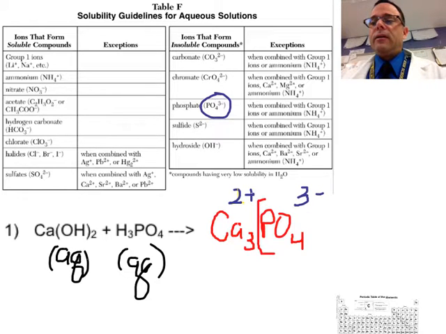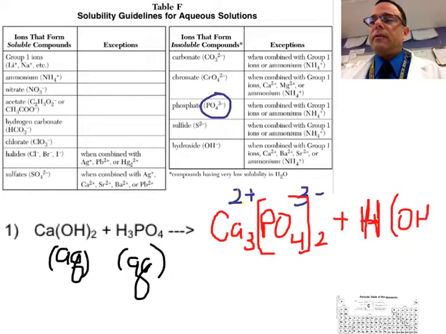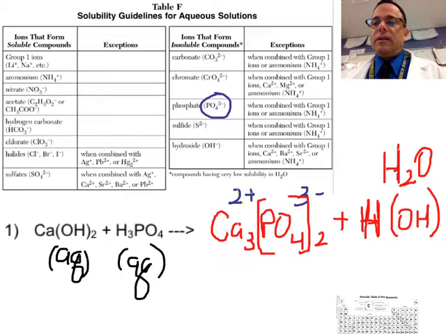for every 2 phosphates. Now, what would be the other substance? The hydrogen with the hydroxide, which, by the way, is water. That's H2O. All right, so the question is, are either one of these substances insoluble in water, forming a precipitate, a solid?